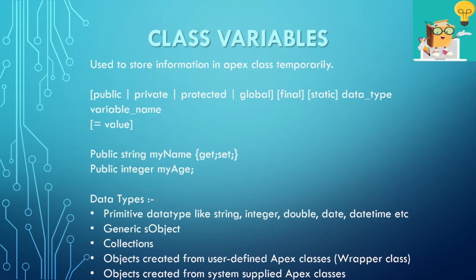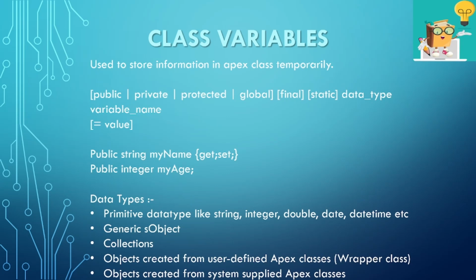And then you need to provide the data type. So what is a data type? A data type defines what type of value this variable can store. Data types can be primitive data types like string, integer, double, datetime. It can be an sObject, a collection, an instance of an inner class or user-defined Apex classes, and it can be some system-defined classes.